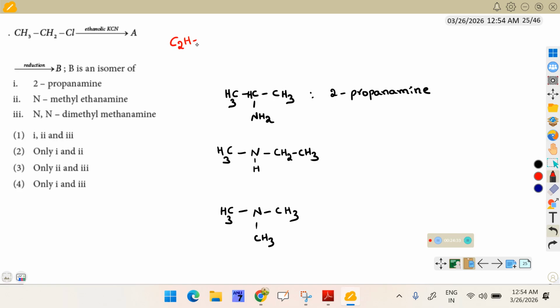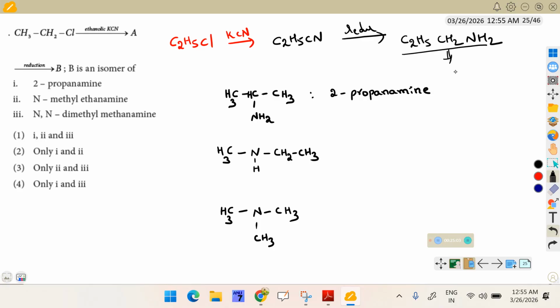C2H5Cl reacts with KCN, then a nucleophilic substitution reaction takes place and it gives C2H5CN. C2H5CN undergoes reduction, then it gives C2H5CH2NH2, an amine. This amine formula is C3H9N.